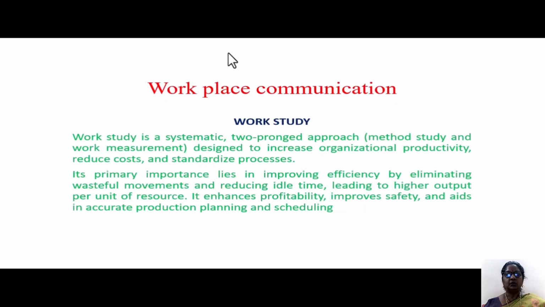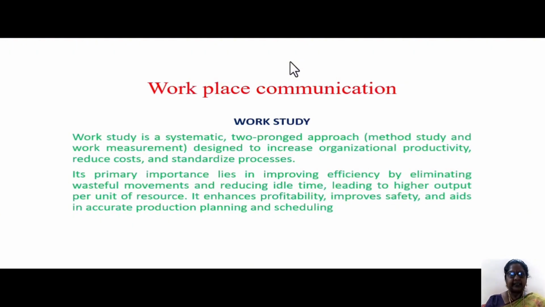So what is work study? Work study is a systematic and thorough approach, method study and work measurement designed to increase organizational productivity, reduce cost and standardize processes. So its primary importance is that it improves the efficiency. So let me come again.